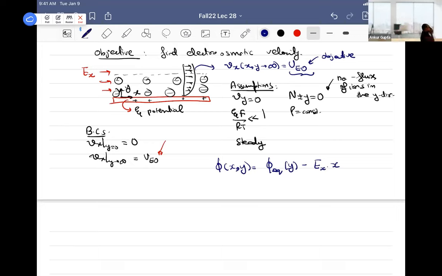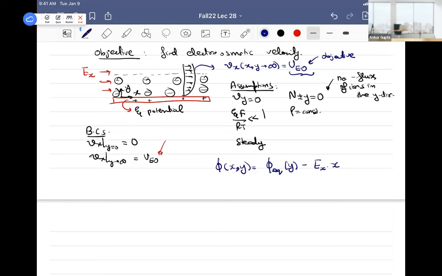What this is trying to say is that you're making the problem more difficult by adding the electric field. When there was no electric field, I knew the problem of the double layer. I just solved it in the last lecture. We know the Boltzmann distribution, capacitance, charge, everything. That's my equilibrium potential. But now I'm slightly perturbing it by adding this electric field.